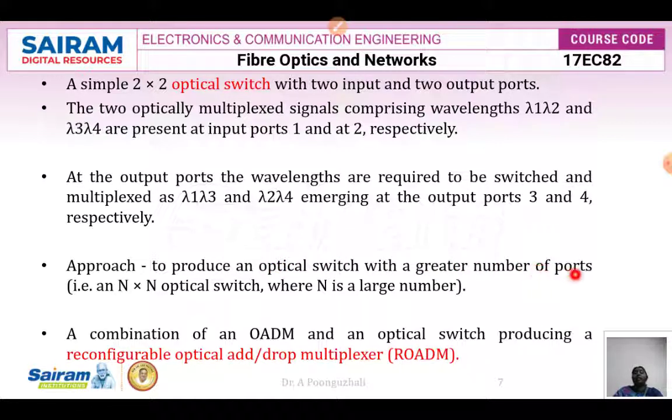So here the approach we use to produce this optical switch is that we can have a number of ports. For an n cross n optical switch, n is going to be a larger number, which means we are going to have a number of ports available. So the combination of the optical add or drop multiplexer and an optical switch is going to produce a reconfigurable optical add or drop multiplexer.